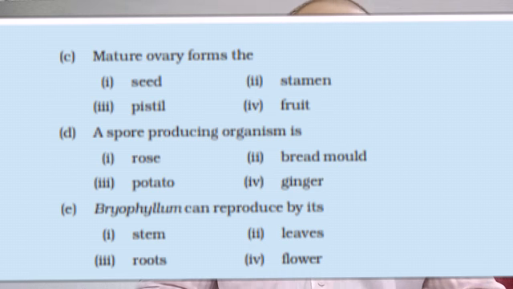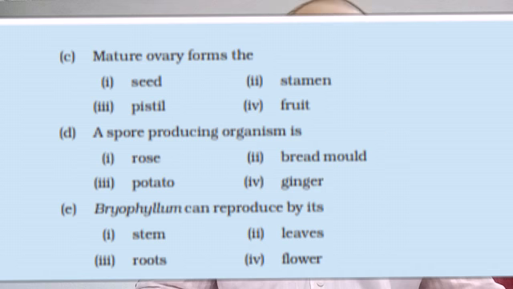From column 1, A is bud. From column 2, the answer is number 3, that is budding. Next, B, eyes. Number 5 is the answer from column 2, that is potato. Number C, fragmentation. From column 2, the answer is Spirogyra. It will reproduce by the process of fragmentation.